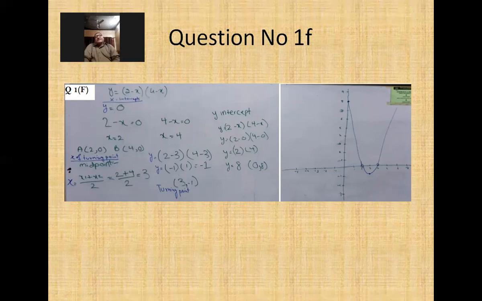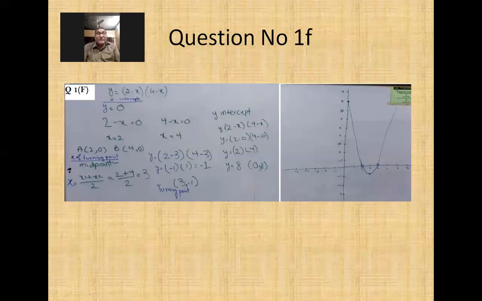Once you know the x-intercepts, you can find the x of the turning point. The formula is (x1 plus x2) divided by 2. So it will be 2 plus 4 divided by 2, and that will be 3. Once you know the x coordinate of the turning point, you can find the y coordinate by putting x equals 3 in the original equation. Substituting x with 3, the y value comes out to be -1. So the turning point is (3, -1).